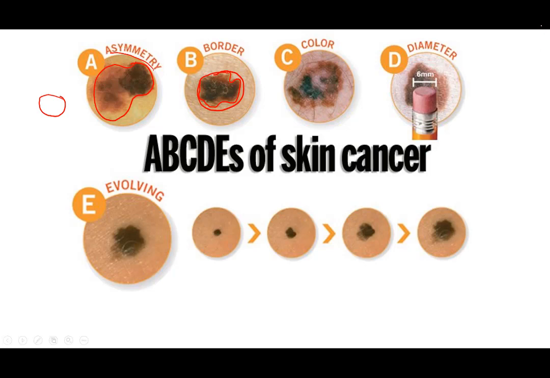Diameter is also important. So anything larger than 6 millimeters, as we can see here, is quite dangerous and something to keep an eye on. And evolving basically just means growing. So if you notice a new mole or freckle which starts off quite small but ends up growing quite large, that's another pretty important indicator that you need to get it checked out.